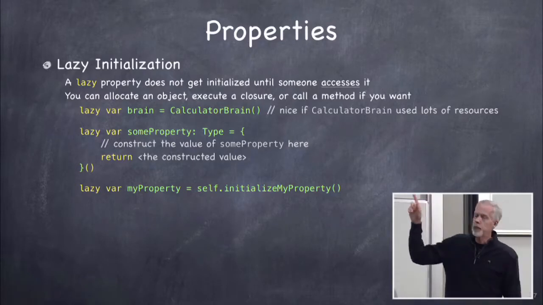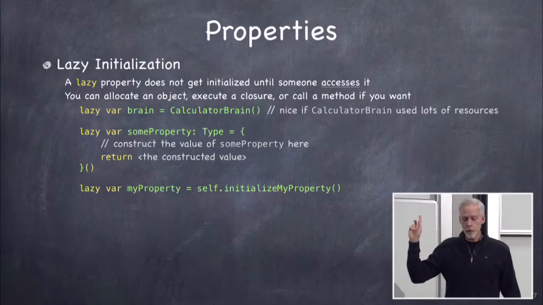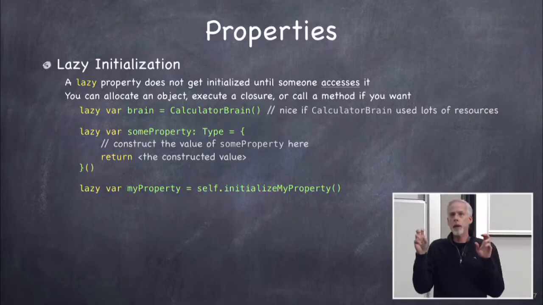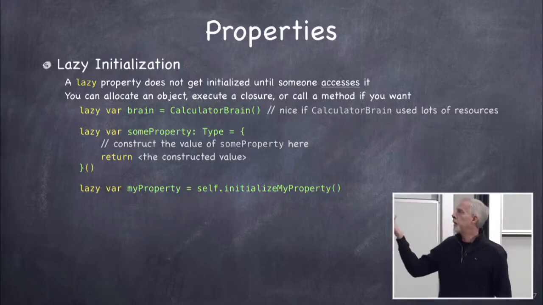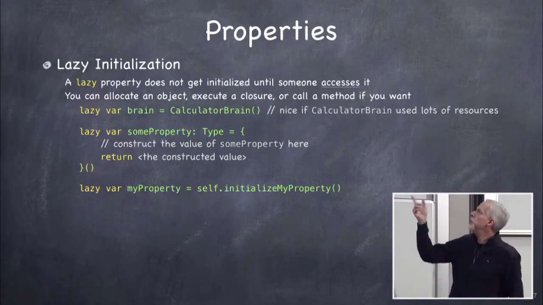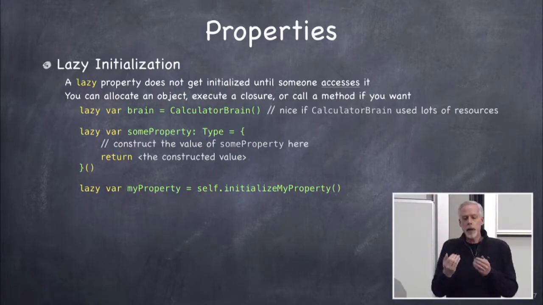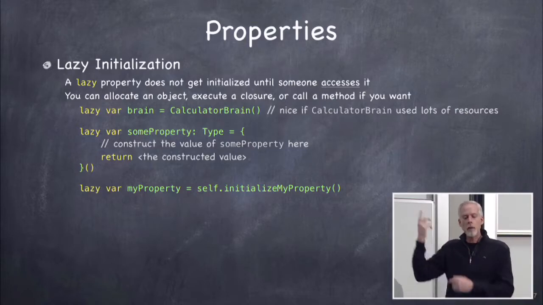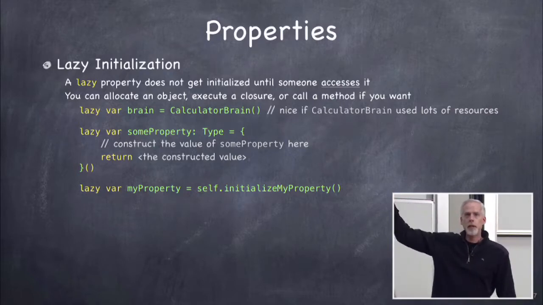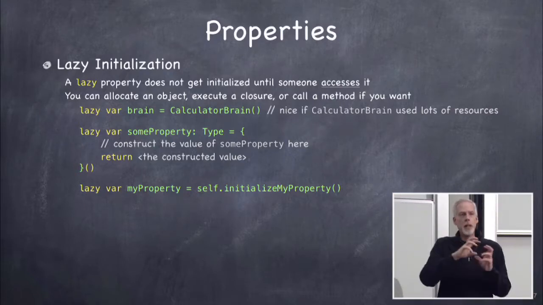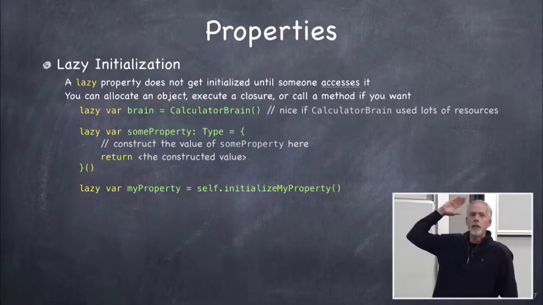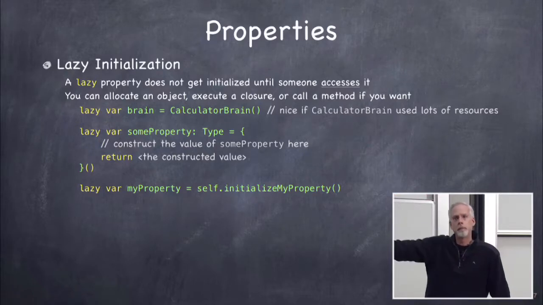And then the middle one there, some property, that's super tricky because you can actually have a closure. Remember what a closure is, right, from calculator brain? It's just an inline function. You can actually have a closure to initialize your thing lazily. All you do is you put the closure, open curly brace, close curly brace. It obviously has to return something of the type of that var. And then you just put the little open parentheses, close parentheses at the end. You see that? When you put open parentheses, close parentheses at the end of a closure, that means execute this closure right now. But it's not going to execute right now. It's going to execute lazily, so it's going to happen later.